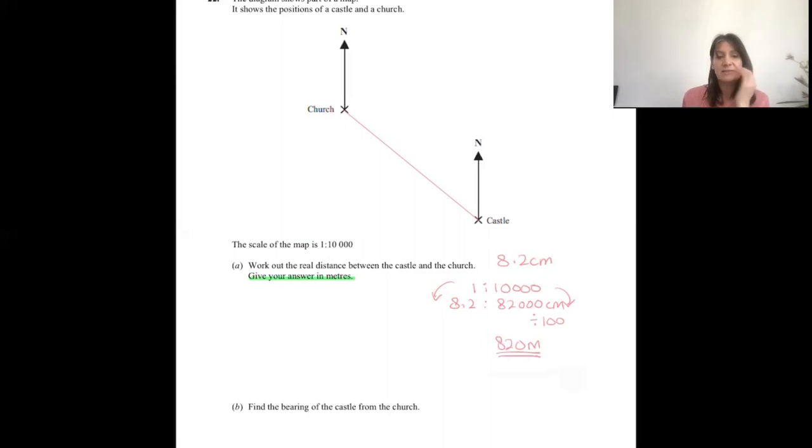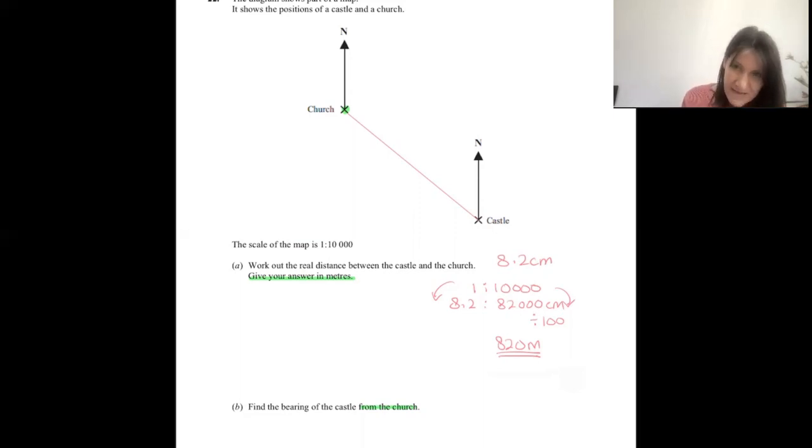I'm then being asked to find the bearing of the castle from the church. And that "from" is really key to knowing which part of the diagram you should be measuring with your protractor. I want to know the bearing of the castle from the church. That means I'm stood at the church and I want to know what bearing I'm going to walk on if I'm heading towards the castle.